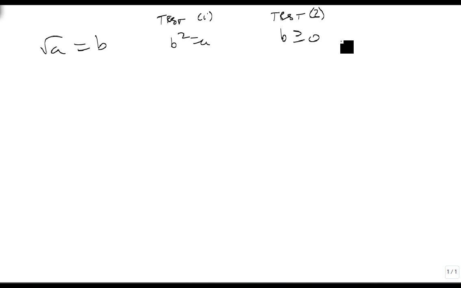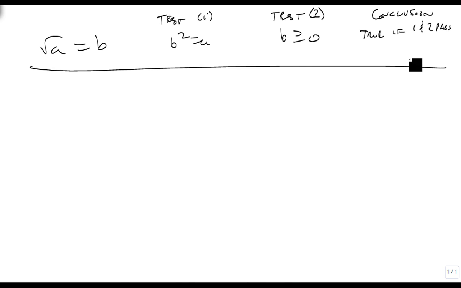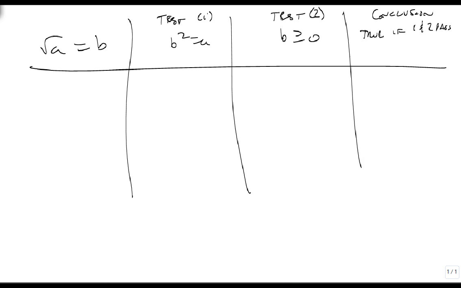So we're going to start with the statement, the square root of a equals b. And we're going to have two tests. We're going to have test 1, which says that b squared equals a. And we're going to have test 2, which says that b is greater than or equal to 0. And then we'll have some conclusion about that. So it's true if 1 and 2 pass. So let's look at some examples.